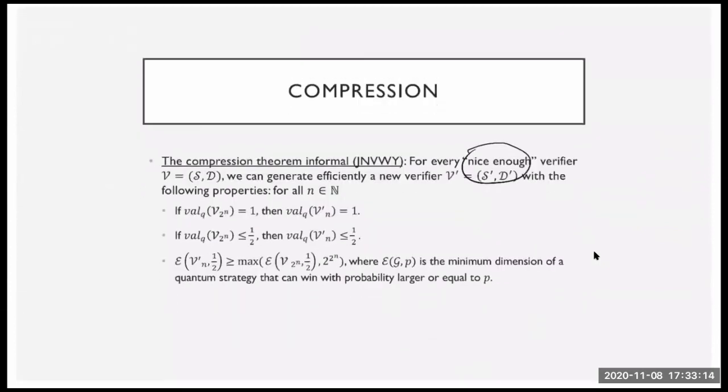So this game has some quantum value. My claim is that if the quantum value of V_{2^n} was 1, then the quantum value of V prime n is also 1. So this is the first claim. The second claim is that if the quantum value of V_{2^n} was at most 1/2, the quantum value of V prime n is at most 1/2.